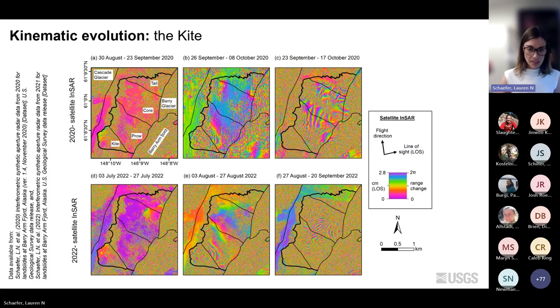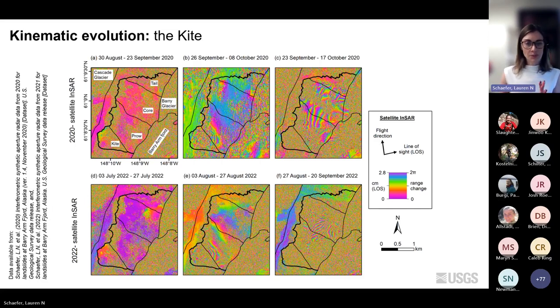This is all satellite InSAR scenes again. The top is from fall of 2020 and the bottom is from fall of 2022. And I'm showing both of these years because it happened the same way in both. So what was happening is, in this first column, we see this kind of creeping motion of the kite in this upper portion that we see fairly often.